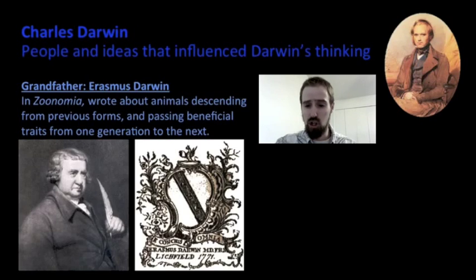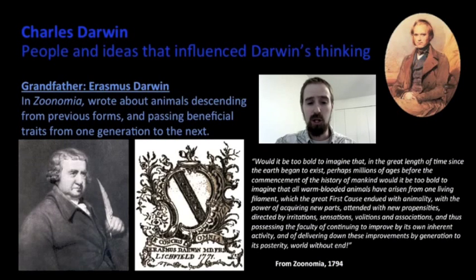The book, which Charles had read, was called Zoonomia, and it spoke of animals descending from previous forms and passing beneficial traits from one generation to the next, which is really the crux of evolutionary theory. In his book, Erasmus pondered the following question.